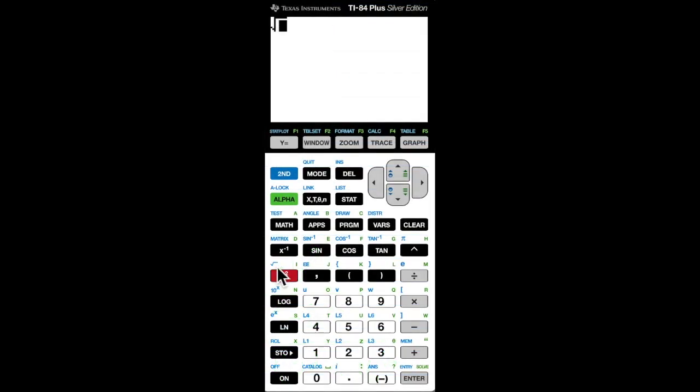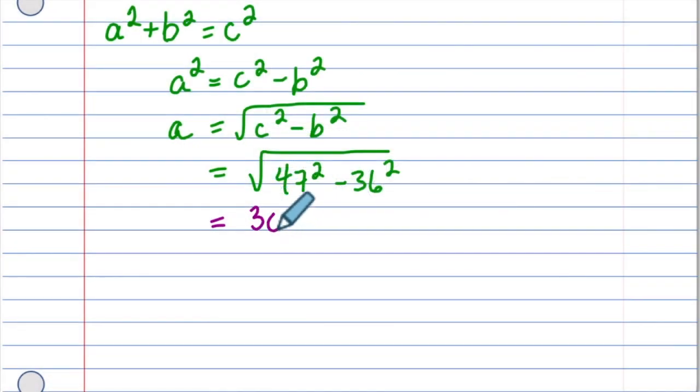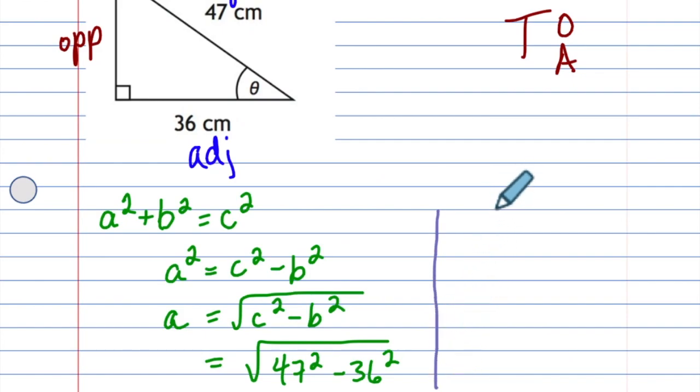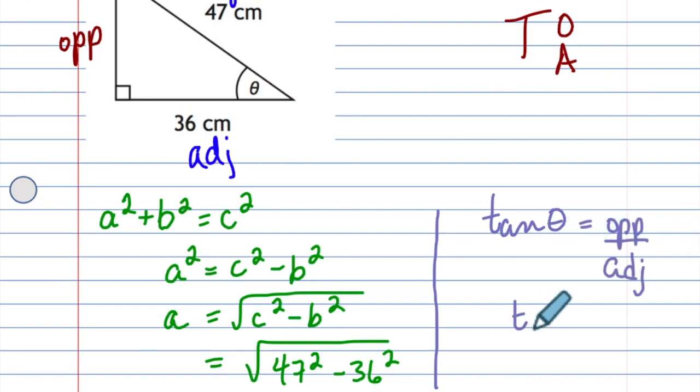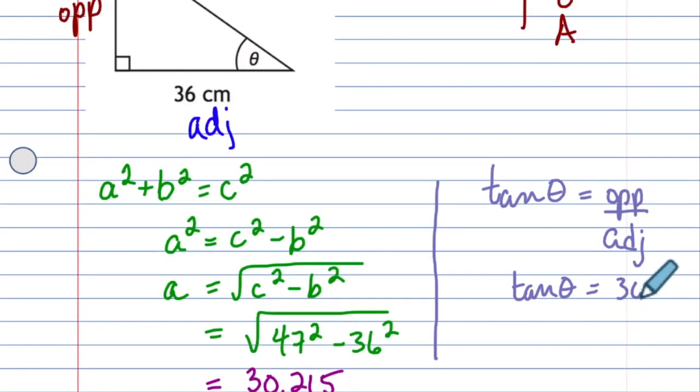We have the square root of 47 squared minus 36 squared equals 30.215, which is the length of the opposite side. Now we can find out the tangent of the angle theta because we have the opposite over adjacent side. Tangent of the angle is the opposite, 30.215, over the adjacent, 36.